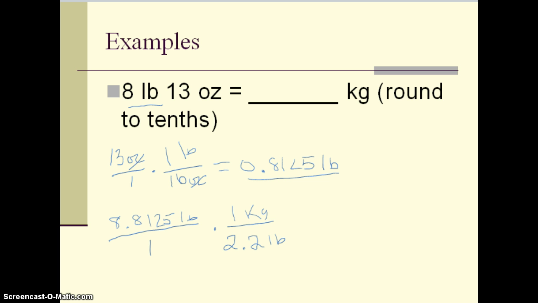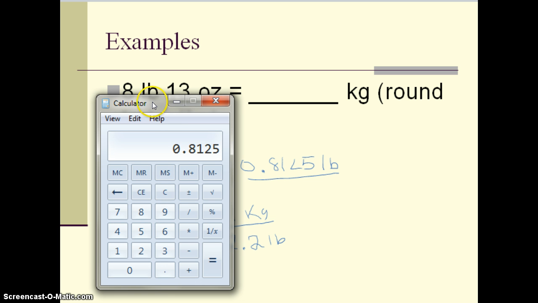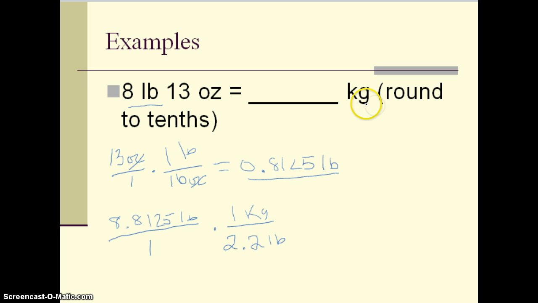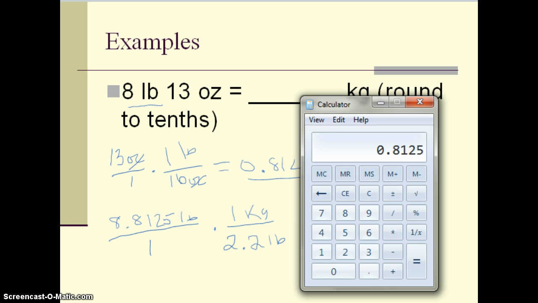So let me get my calculator. Let's move this over so I can see everything that I'm doing here. There we go. So I already had my decimal, so I'm going to add the 8 pounds. So there's the total weight for the child. Then I need to divide that by 2.2. And I'm going to round it to tenths, so 4.0.